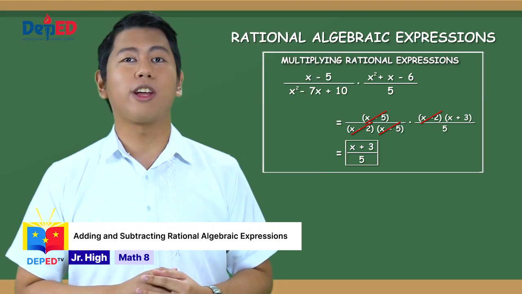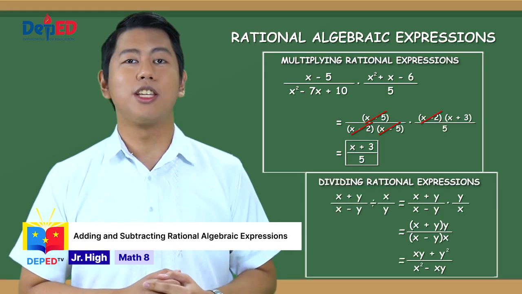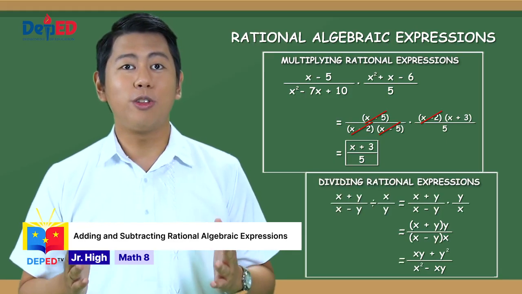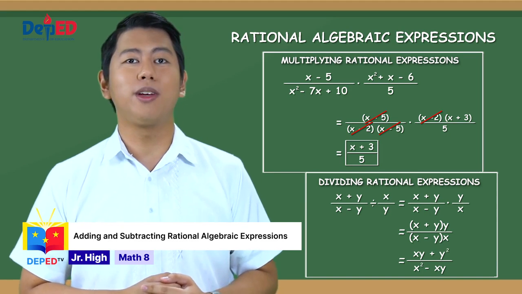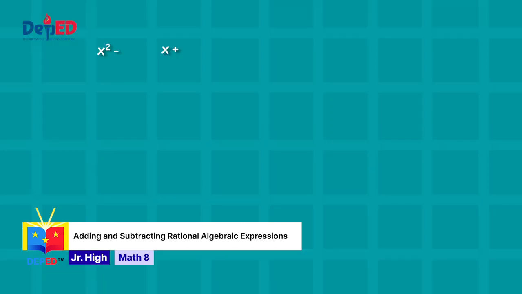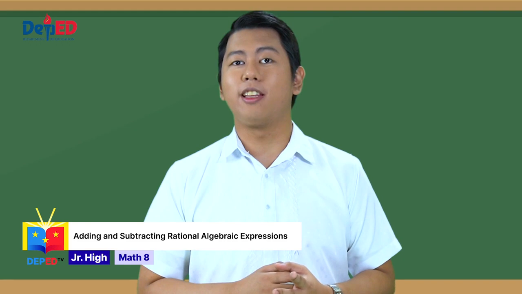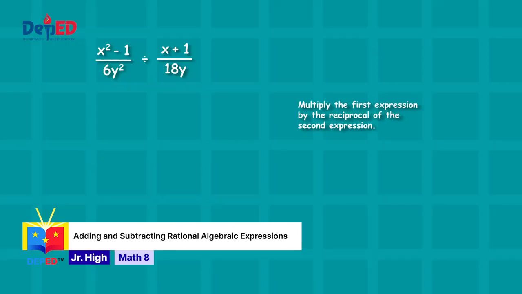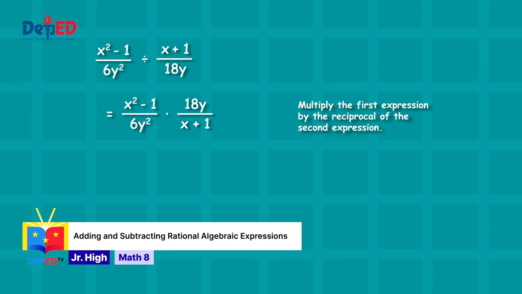Last episode, we learned about how to multiply and divide rational algebraic expressions. Can you demonstrate your knowledge and skills on performing the indicated operation? x squared minus 1 all over 6y squared divided by x plus 1 all over 18y. What will we do when dividing rational algebraic expressions? We multiply the first expression, x squared minus 1 all over 6y squared by the reciprocal of the second expression, which is 18y over x plus 1.